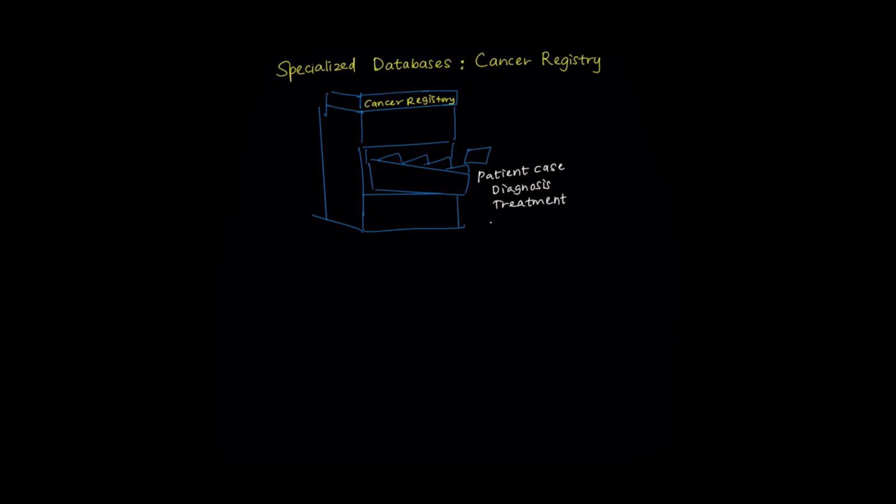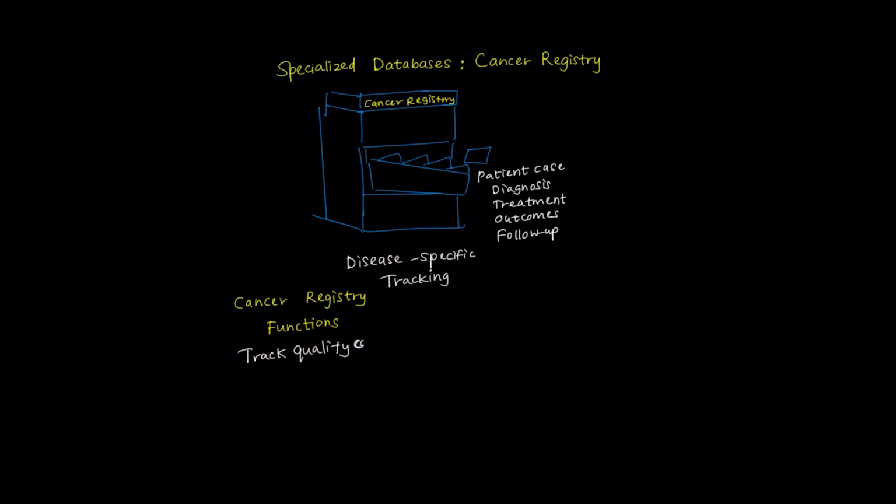single case gets its own comprehensive record that follows the patient's journey from initial diagnosis through treatment, outcomes, and long-term follow-up. These registries serve multiple critical purposes. They enable hospitals to track their cancer care quality, they provide data for research into cancer patterns and treatment effectiveness, and they fulfill mandatory public health reporting requirements that help identify cancer trends in communities.